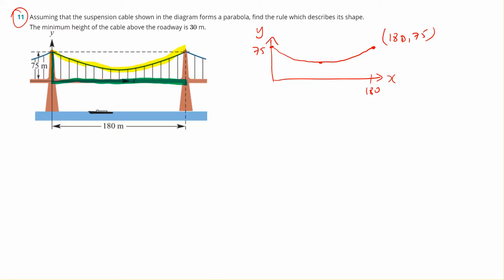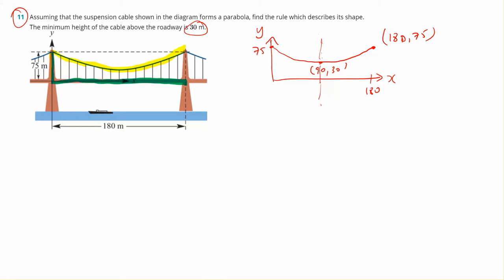Now, how do I get the middle of the quadratic? It says the minimum height of the cable above the roadway is 30 meters, so the y coordinate will be 30. Now, how do I get the x coordinate? By symmetry, the axis of symmetry must be half of 180, which is 90.